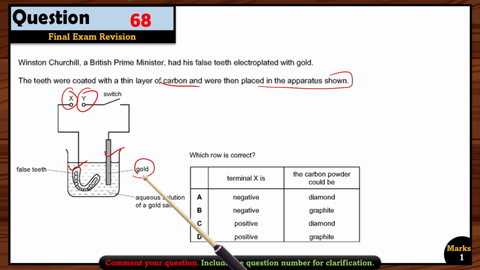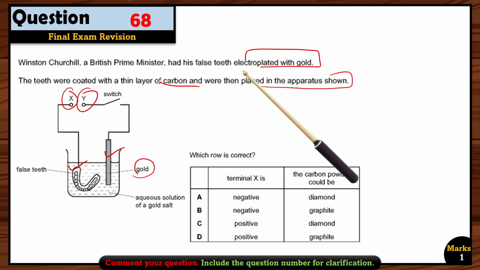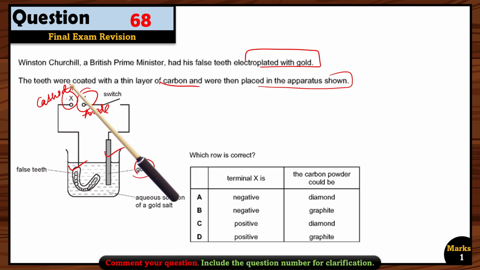Gold, because it is electroplated with gold, so it means gold should be at the anode. So Y is actually your anode, right? And X is, because your teeth is there, the cathode will come here. Okay, so the cathode is this option. So now the terminal X is actually negative. Yes, because it's cathode, right? So terminal X is negative.